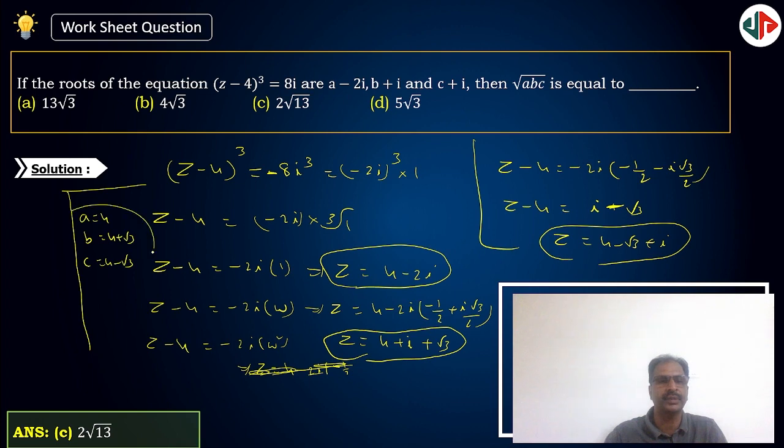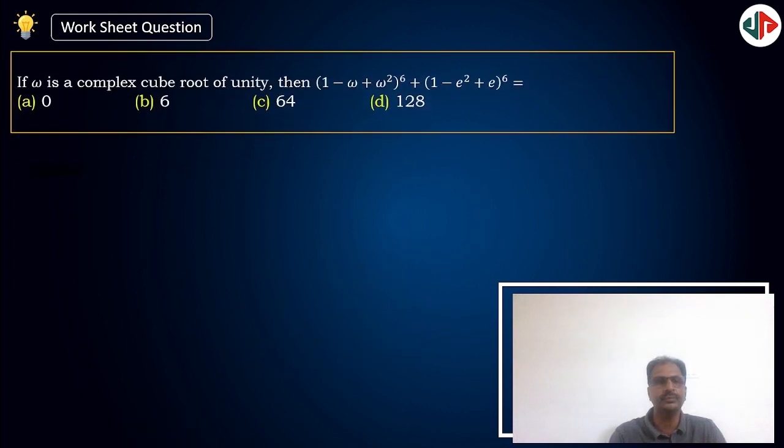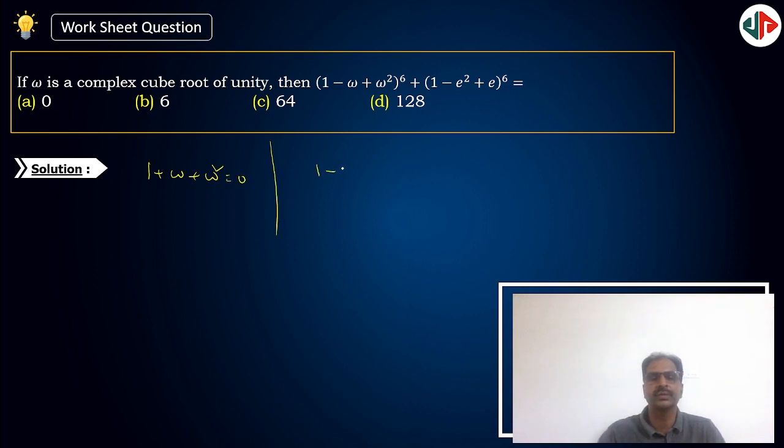After getting ABC, find square root of ABC. Root 52 we will get, which is 2 root 13. Next, if omega is complex cube root of unity, then we know that 1 plus omega plus omega square is 0. And the given question is 1 minus omega plus omega square whole power 6. That is not e, that is omega. So 1 plus omega square plus omega whole power 6.